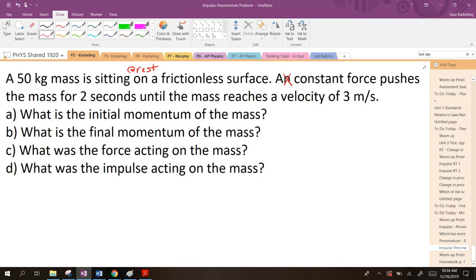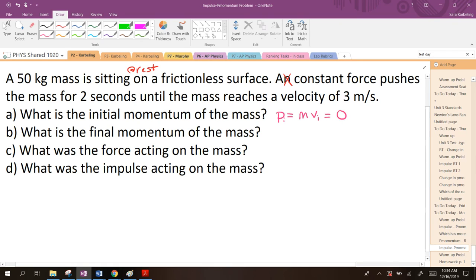How do you find momentum, friends? Momentum is mass times velocity. And if we're talking about the beginning, the initial momentum is related to the initial velocity. The initial velocity is? So what's the initial momentum? 0.